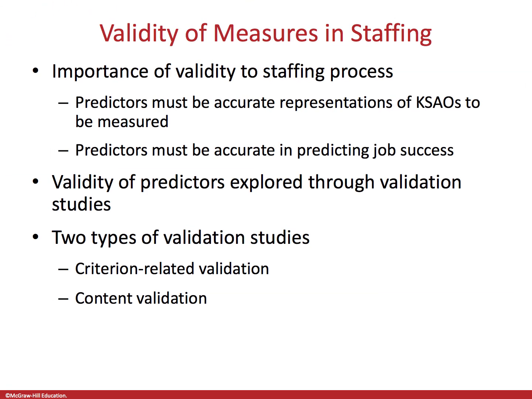It is of obvious importance that tests are both valid measures of the KSAOs and that they predict job success on the part of the applicant. Otherwise, predictors would not be used. Validity of predictors is determined through two types of validation studies: criterion-related or content validation. In the next several slides, we'll look at both types.